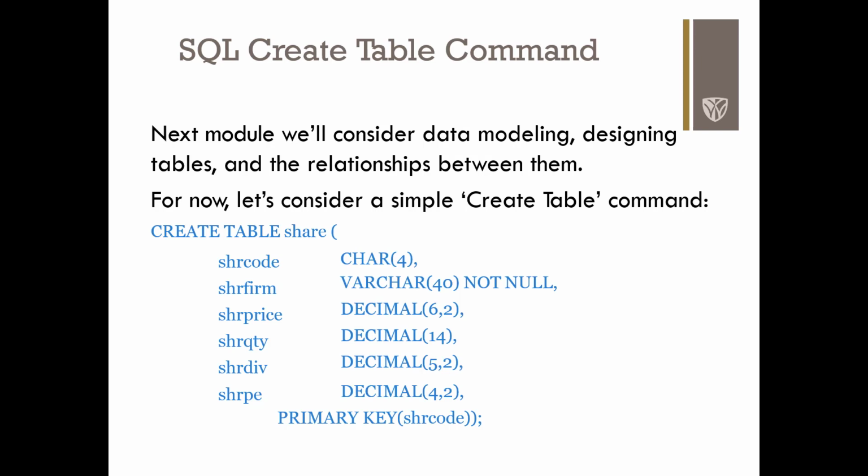So in this case, we're saying share code. We're going to use 4 character values. What that means is we can't have more than 4. And we're going to be able to store character values as well as numeric. For something like share price, which we're defining as decimal 6.2, it means a total of 6 values with 2 decimal places. And then notice as well that we're defining the primary key as share code.